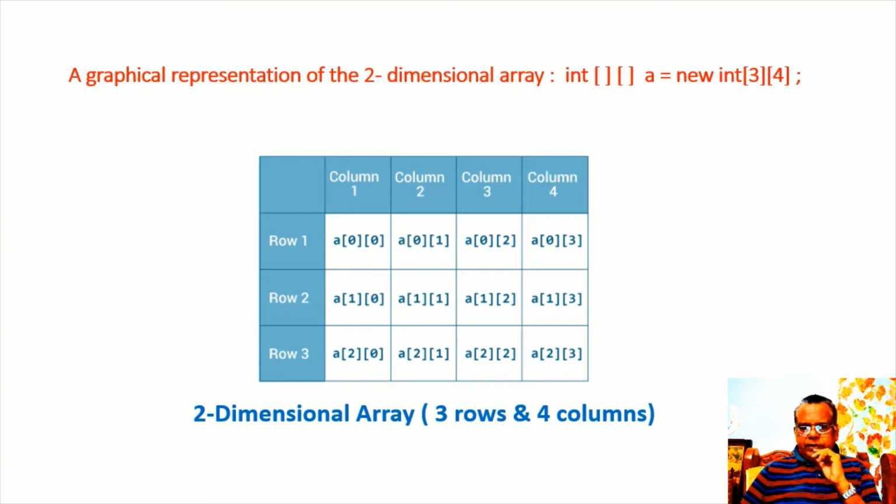Fine. Row and column. The first square bracket is the row. The second square bracket contains the column. That's it. The first square bracket will contain the row and the second square bracket will contain the column. Fine. It's a very simple representation of a very simple two-dimensional array with 3 rows and 4 columns.